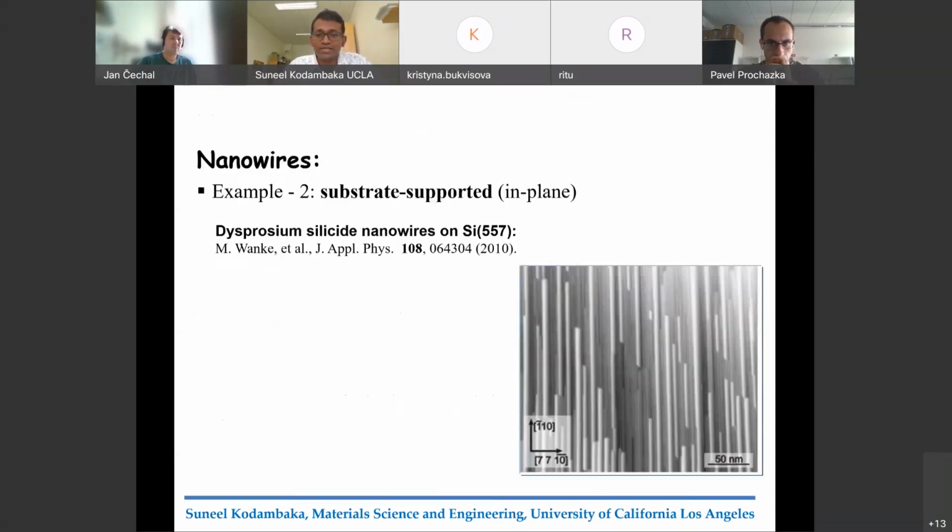And here is one example of what were called nanowires. This was a few years ago. And these are silicide nanowires made of rare earth elements. So this is dysprosium silicide. And this is a scanning tunneling microscopy image showing the growth of these silicide in plane. And these are one-dimensional structures.